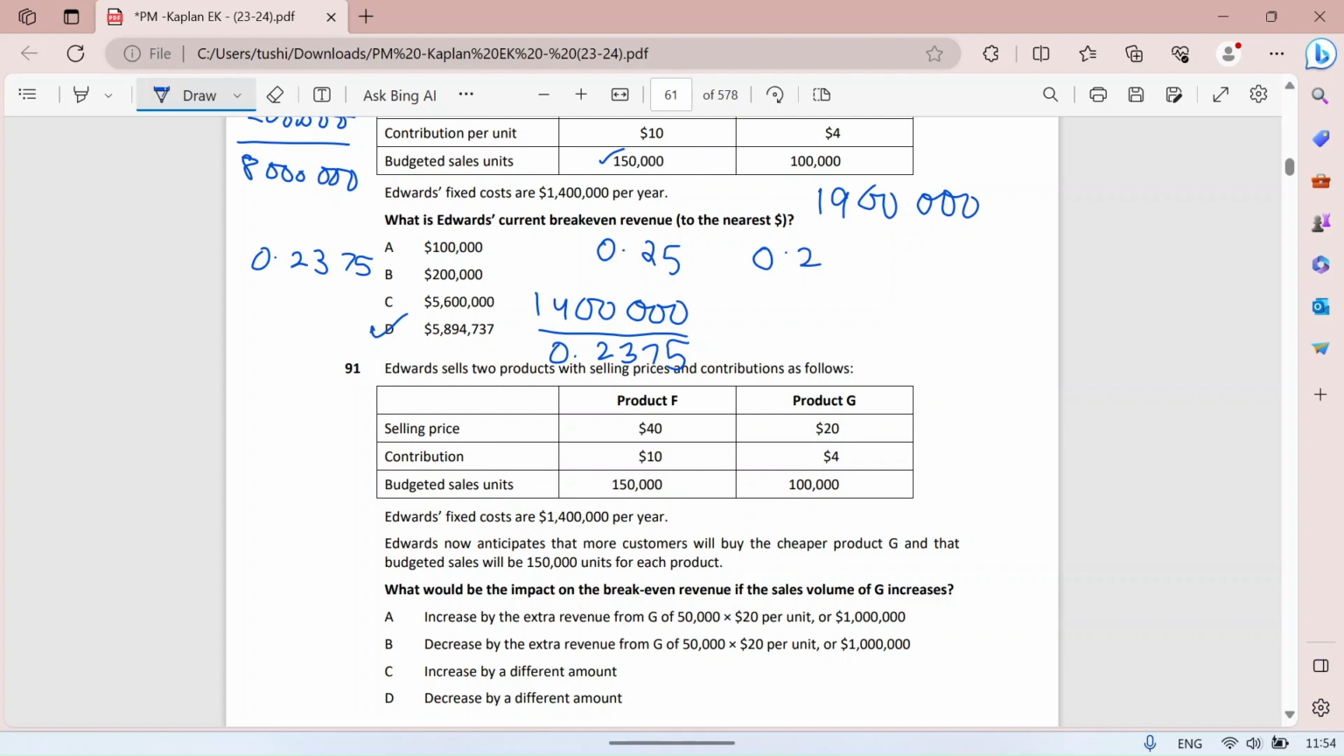Now we can see over here, this was for product F and this was for product G. We see that for product G, our CS ratio is lower. So that means that if we are selling more of G, then this will reduce your average CS ratio, and as a result the break even will increase. That means you will have to sell more in order to have the same amount of revenue. So this will make the break even revenue increase by a different amount. So moving on to the next one.